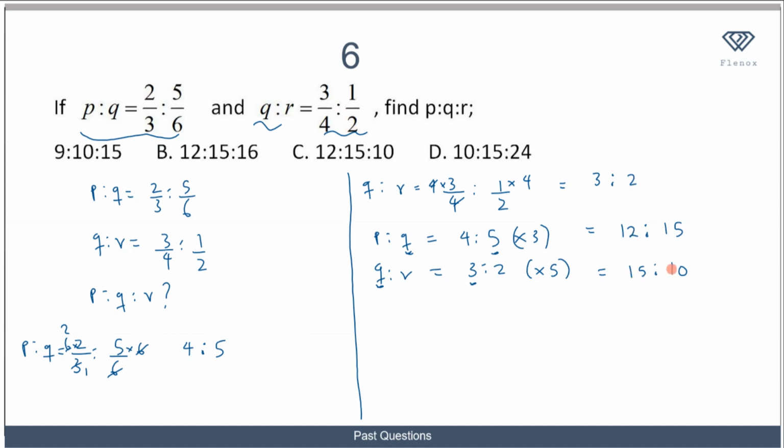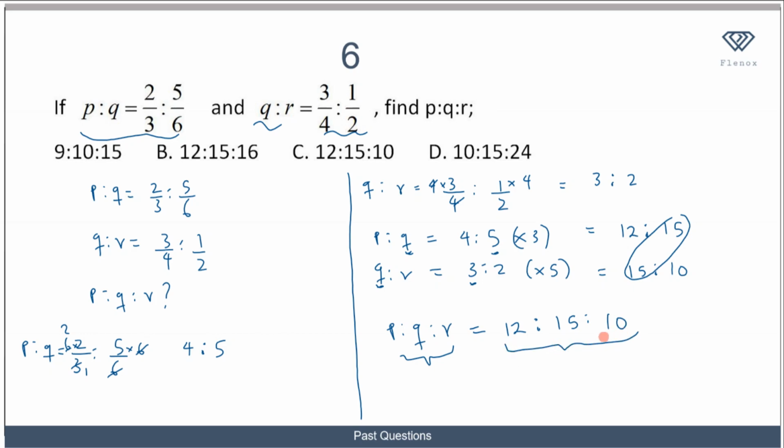So now that we have made Q equivalent in both ratios, we can see Q is equal to 15. So we have a single number connecting both of them. Now we can write out P and join these two together as one, P, Q and R. By that, we can see that this ratio is equal to: our P value is 12, our Q value is 15, and our R value is 10.